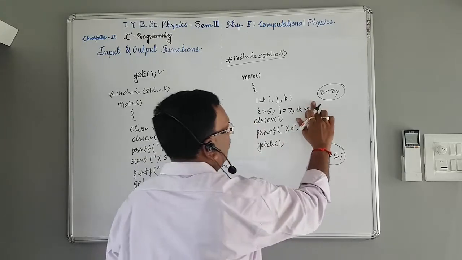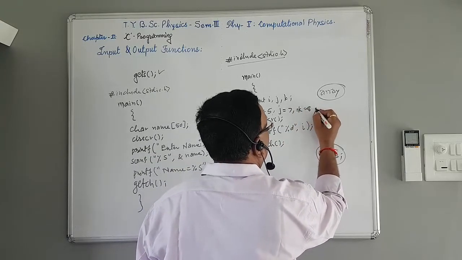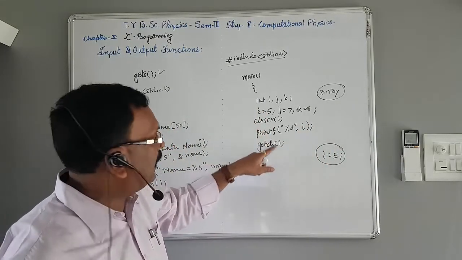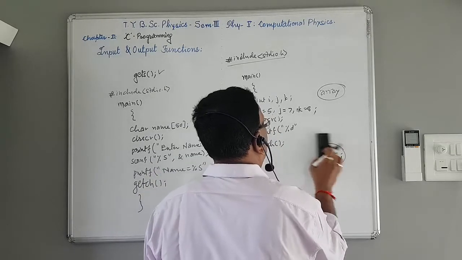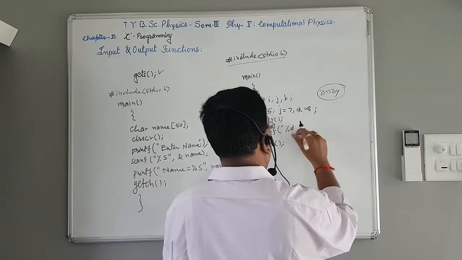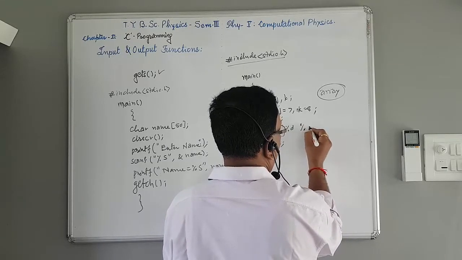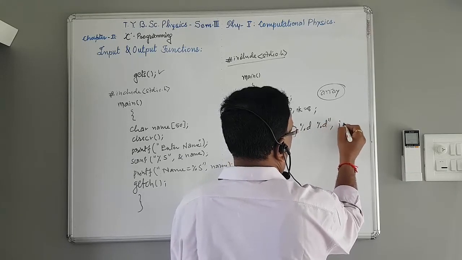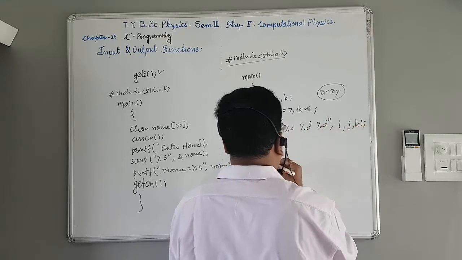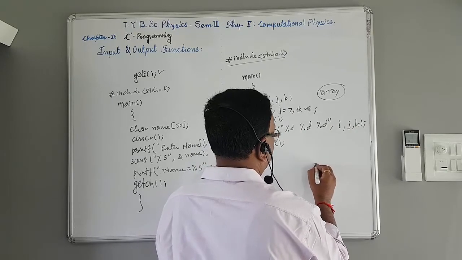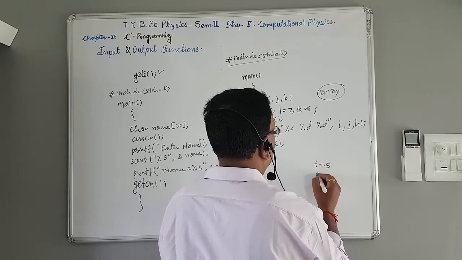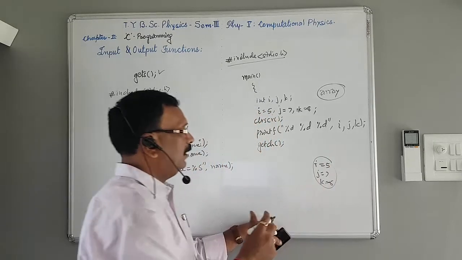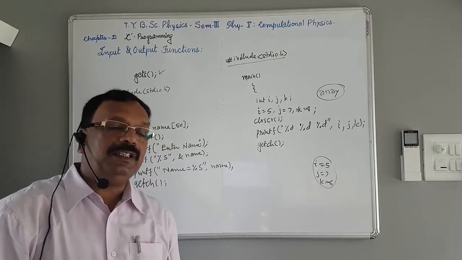Okay, 8 to k and terminate. Then what will be the change in the printf statement? The change is like this: %d space %d space %d, then i, j, k. The output will be i is equal to 5, j is equal to 7, k is equal to 8, and this output remains on the screen until we press any key on the keyboard.